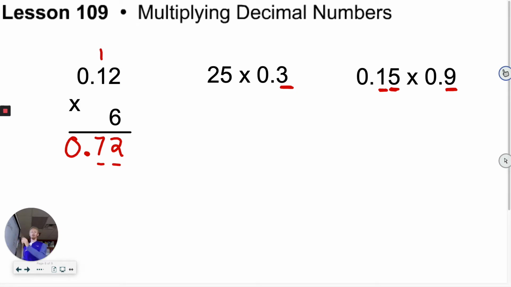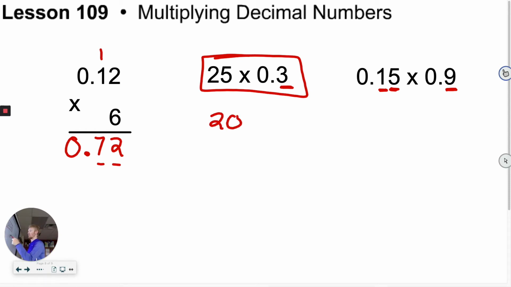See if you can do the next one here, 25 times 0.3. So you can multiply it the same way you would any other number. So I'm going to do 25 times 0.3. Doesn't need to be lined up at all. 3 times 5, that gives me 15. 3 times 2 gives me 6, plus 1 gives me 7.